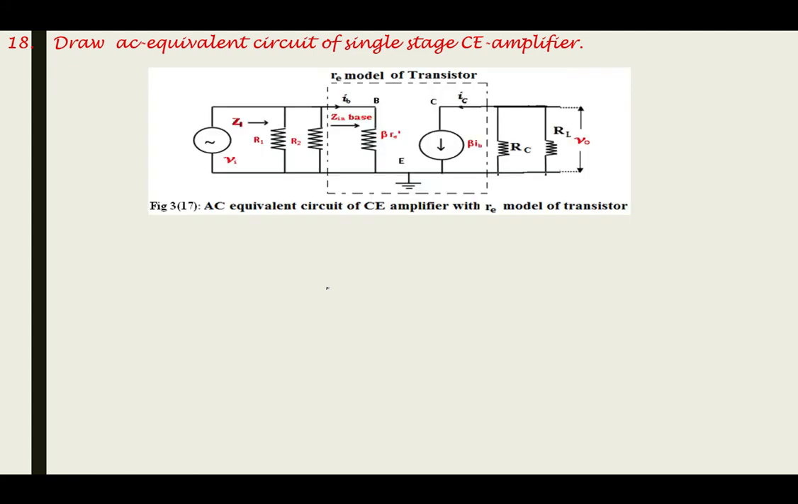Then the next question: draw the AC equivalent circuit of a single stage CE amplifier. You know, the AC equivalent circuit is also called the re model. Base, emitter and collector. Emitter is grounded. This part forms the input. This part forms the output. The input side has R1, R2 and beta re dash, 3 resistors in parallel with the input voltage. The output side has a current source, RC and RL.